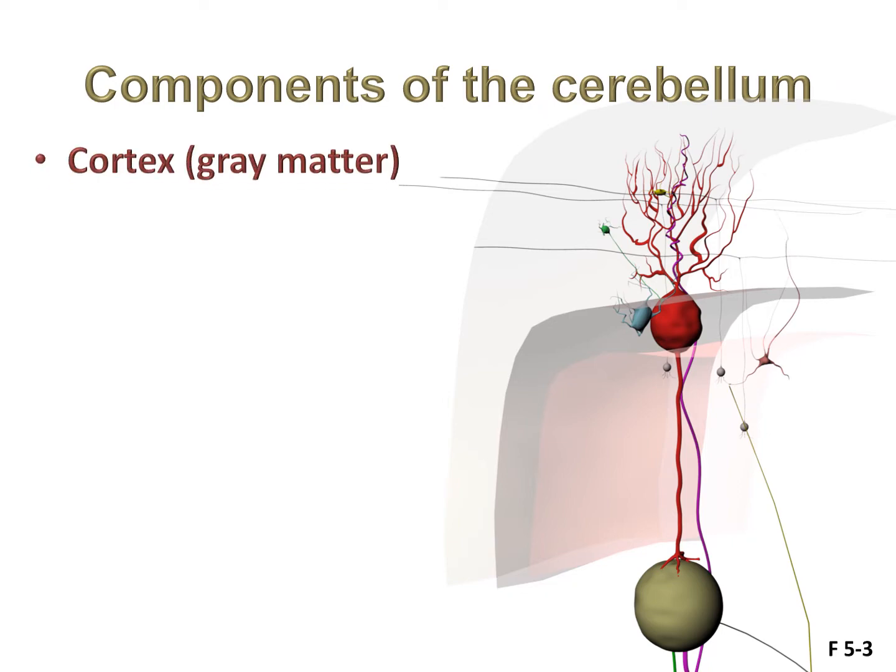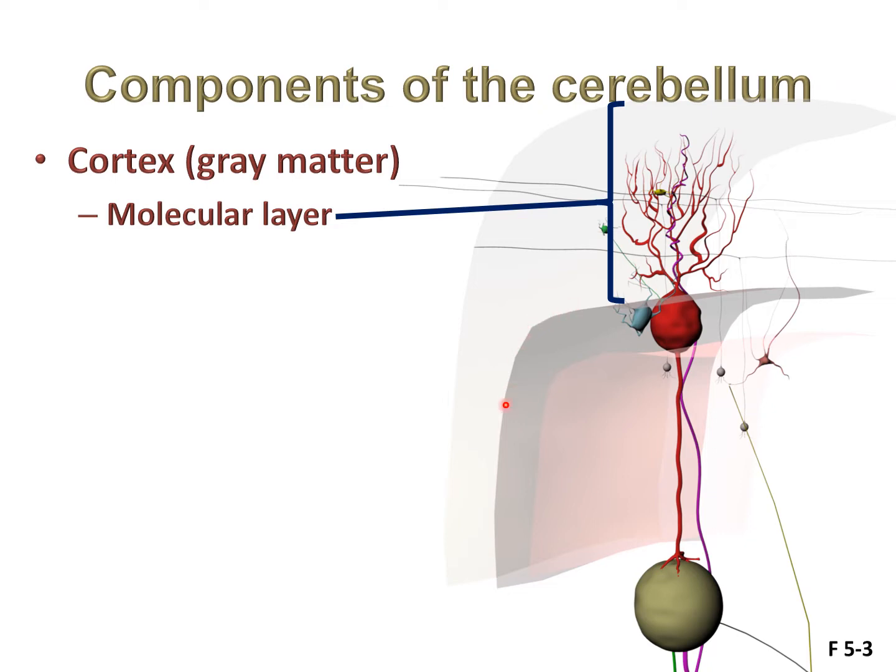The cerebellum, as the cerebrum, and for the same reasons, is divided into cortex or gray matter and medulla or white matter. The cortex of the cerebellum is divided in 3 layers. I have made an artificial separation here because in reality there are no membranes like those that I have drawn in here. Okay?